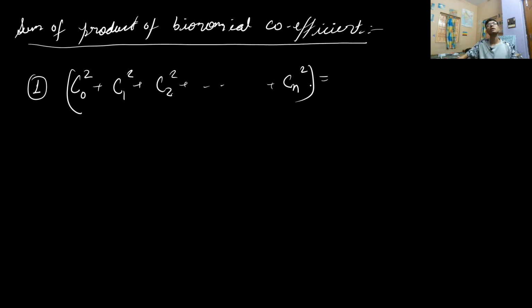Let us move further and study the summation involving the product of binomial coefficients, the sum of products of binomial coefficients. The very first sum of products of binomial coefficients that we already studied was a very simple result, that is C0 whole square plus C1 whole square plus C2 whole square and so on up to Cn whole square. This result is very simple to remember. It is equal to 2n Cn, that is, (2n)!/(n!)^2.